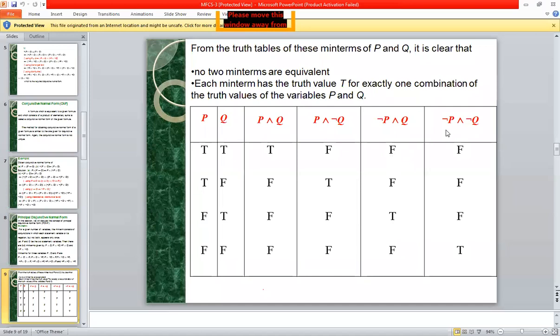In the fourth term, negation P and negation Q, the truth values are false, false, false, true. No two minterms are equivalent. Here we observe that none of the minterms have equal truth values. In this one true, false, false, false; in this false, true, false, false; in this false, false, true, false; and false, false, false, true.